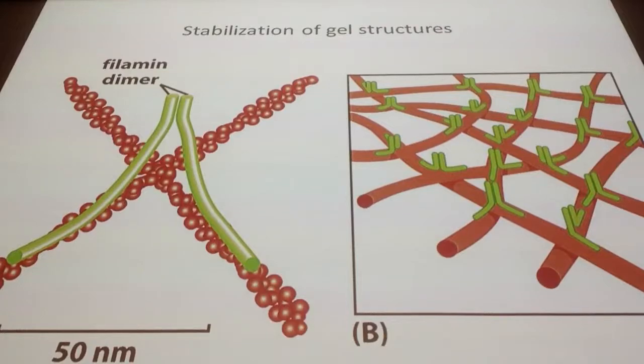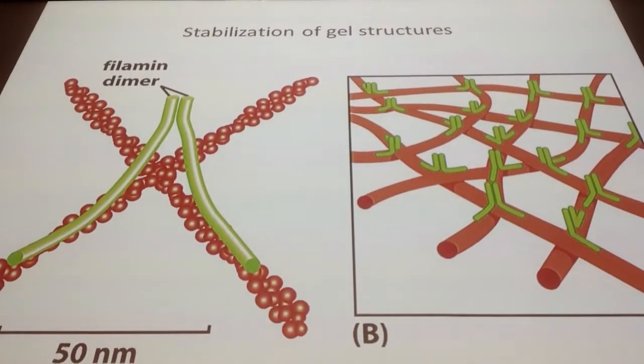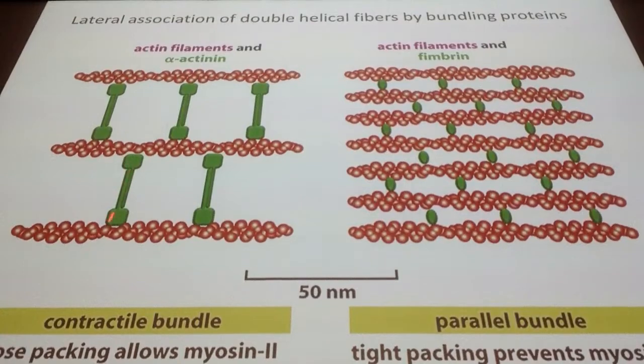Yes, ma'am. Are there different types of microfilament-associated proteins or different types of bundling? Yes. For instance, for the gel-like structure it's filamin, for contractile bundling it's alpha-actinin, and for tight bundling it's fascin. So absolutely.